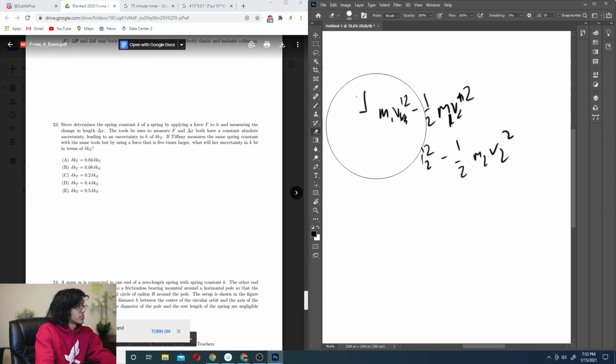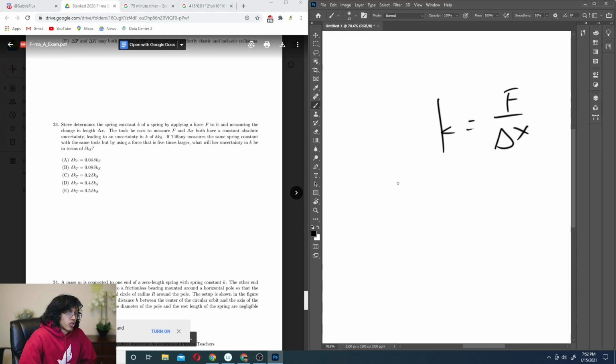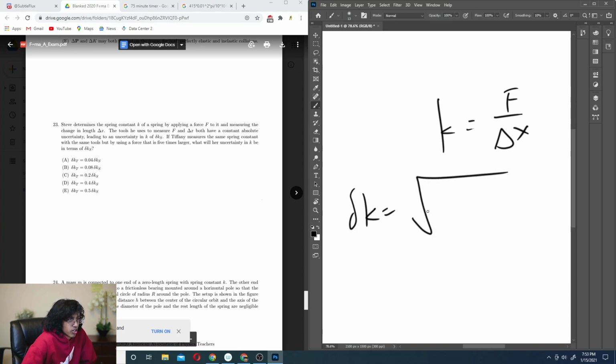Alright, so he determines the spring constant K by applying a force to it and measuring the change in length. And they both have constant uncertainty, okay. So then K is equal to F over delta X, right? So essentially the formula is your uncertainty of K over K is equal to the root of the uncertainty of F over F squared plus the uncertainty of X over X squared.